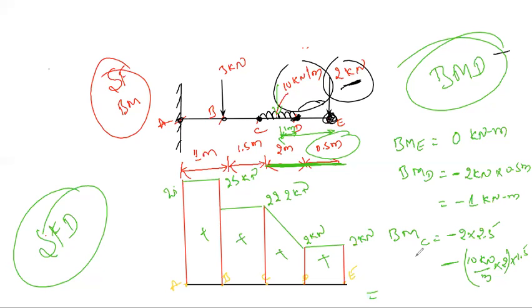Three. 3 into 2, minus 30. Minus 35, correct, sir. So, not opinion, sir. Minus 35, sir.